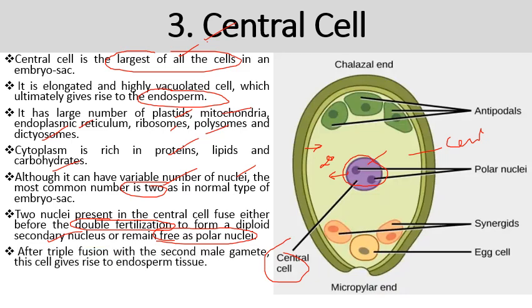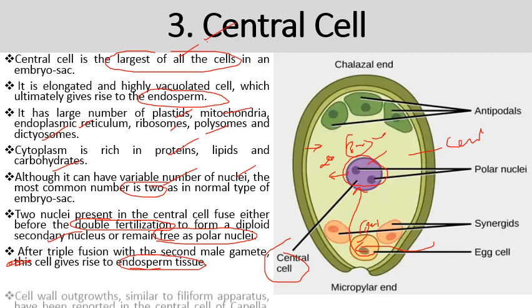After triple fusion, the second male gamete will give rise to endosperm tissue. When triple fusion occurs, the first male gamete fuses with the egg, which will give rise to the diploid zygote. The second male gamete fuses with the secondary nucleus and forms the triploid endosperm.